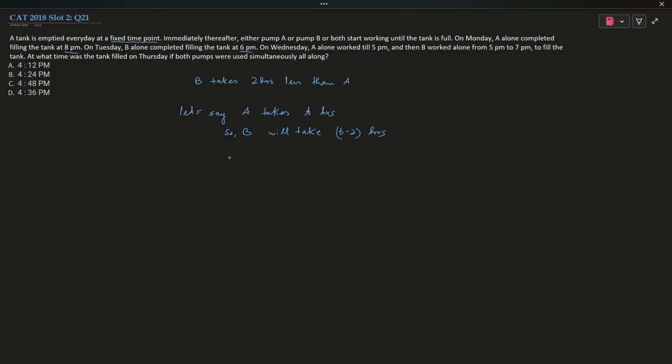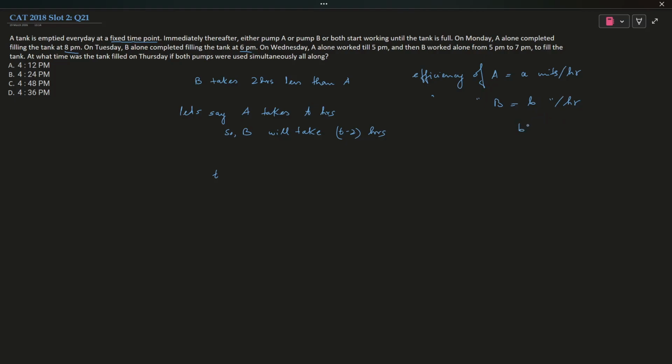On Monday, A is taking T hours. So the work done by A will be T into the efficiency of A. What is efficiency, guys? Efficiency is the work done per unit time. Efficiency of A, let's say, is a units per hour. That means each hour pump A will do a units of work. And efficiency of B, let's say, is b units per hour. That means every hour B will do b units of work.